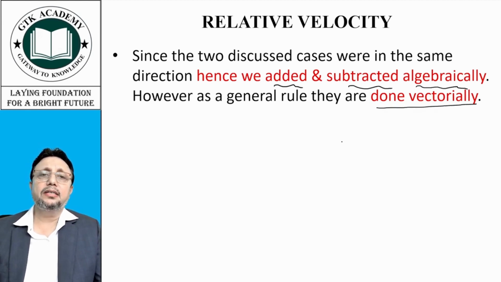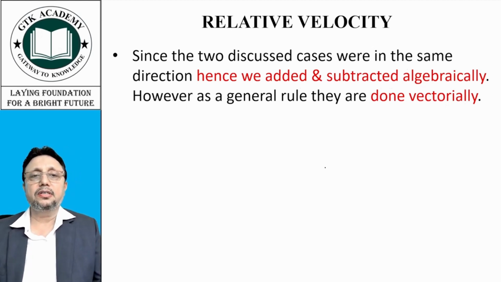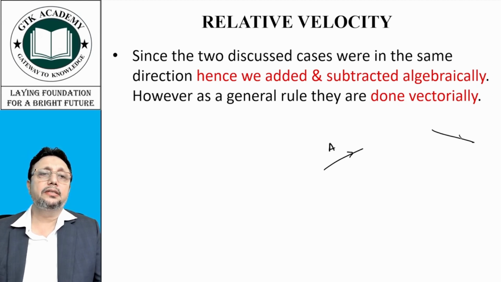Suppose in one case this was the direction of A and this was the direction of B. In another case this was the direction of A and this was the direction of B. So they were in the same line, so you could add or subtract them algebraically. But if the directions are different, suppose A is in this direction and B say is in this direction, then what to do? We'll use the same rule, but here addition and subtraction will be done vectorially, not algebraically.